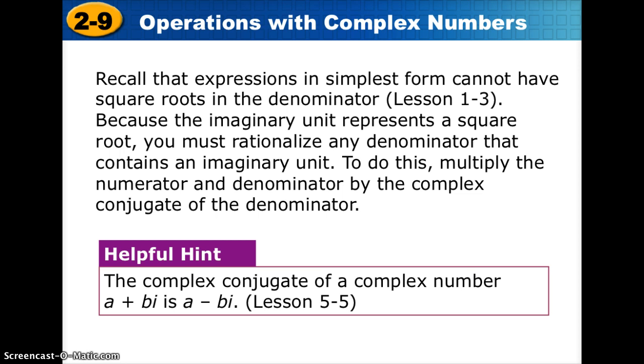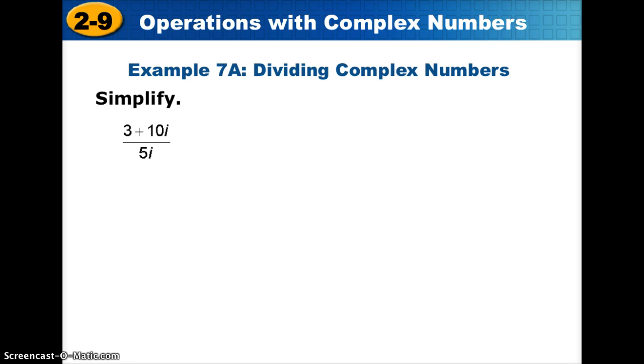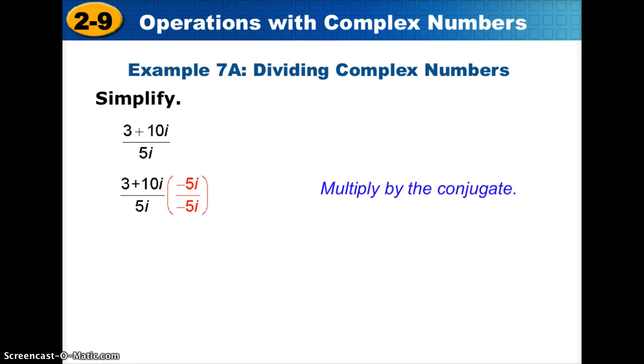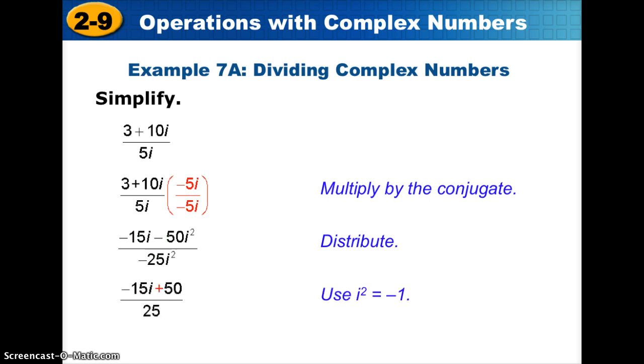Let's take a look at an example. With 5i in the denominator, the complex conjugate is -5i. So we multiply by -5i over -5i, which we know is equal to 1. As we expand that out, we end up with an i squared in the denominator. We know we're going to substitute in -1 for i squared, so we're going to have a complex number in the numerator and a real number in the denominator.